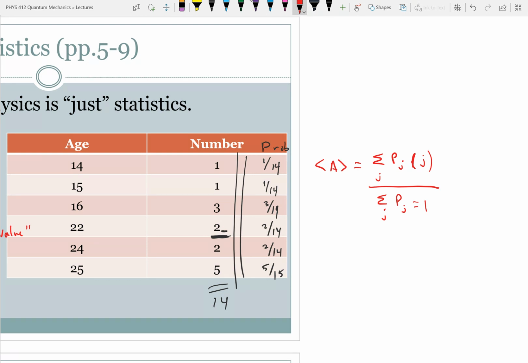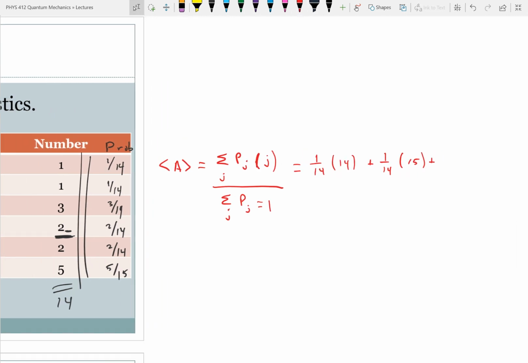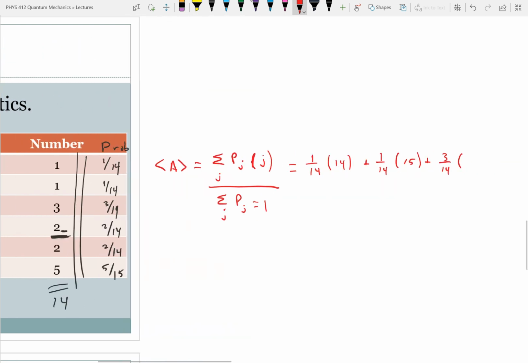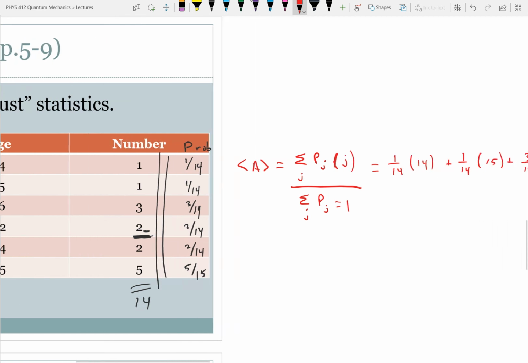And so we go through and we would say, okay, that's equal to 0 times 1 plus 0 times 2, et cetera, because probabilities of any number not shown is 0. And so I'll just get to the ones that aren't 0. 1/14 times 14 plus 1/14 times 15 plus, and of course this quickly gets annoying, 3/14 times 16, 22, 24, 25.